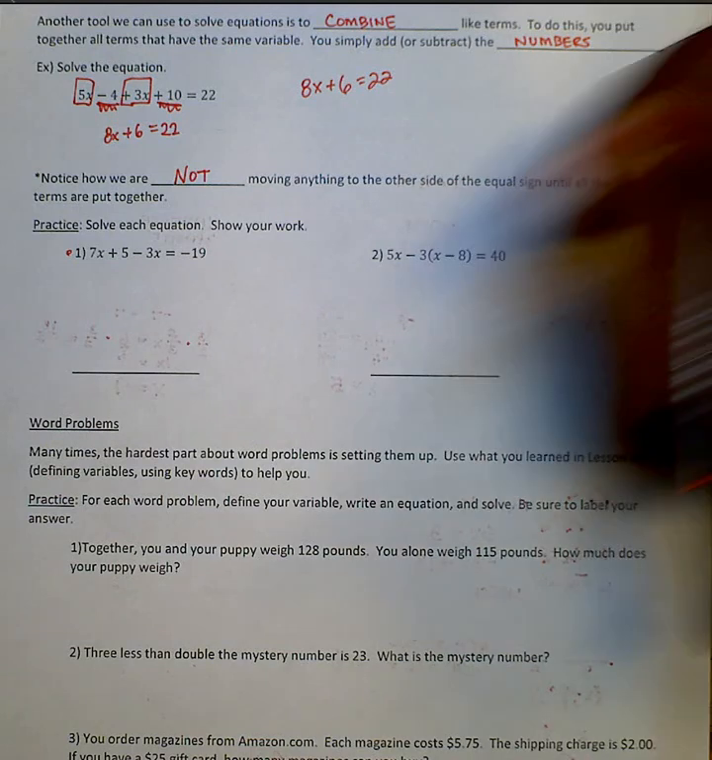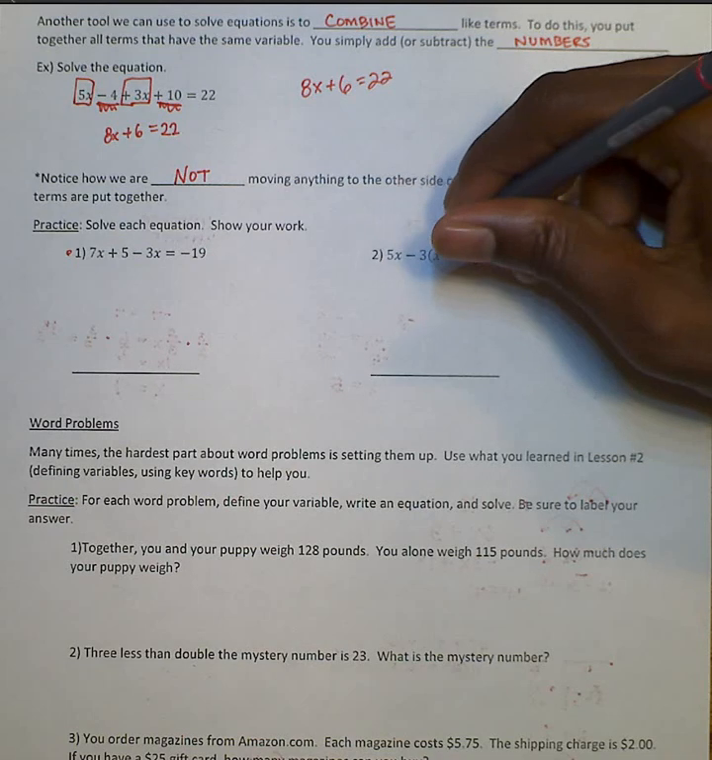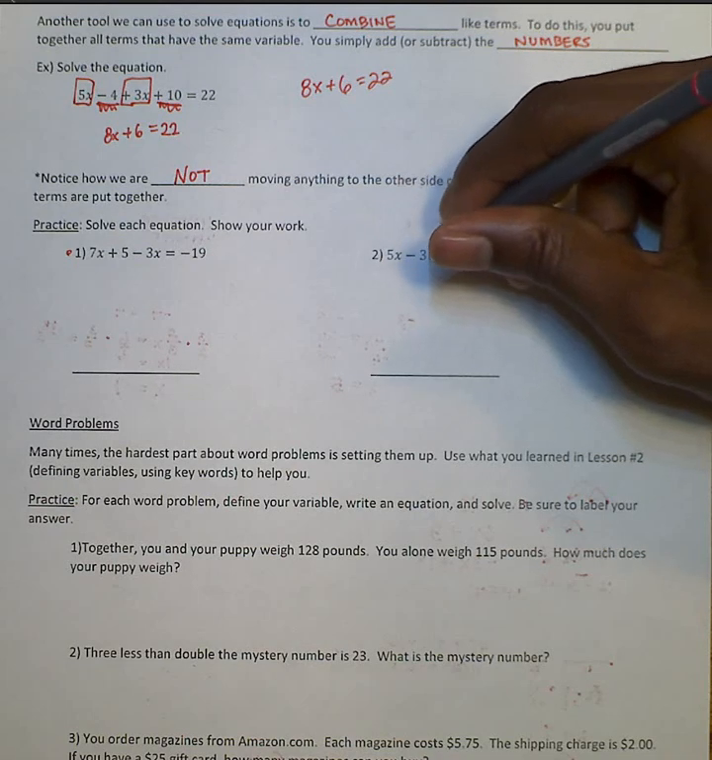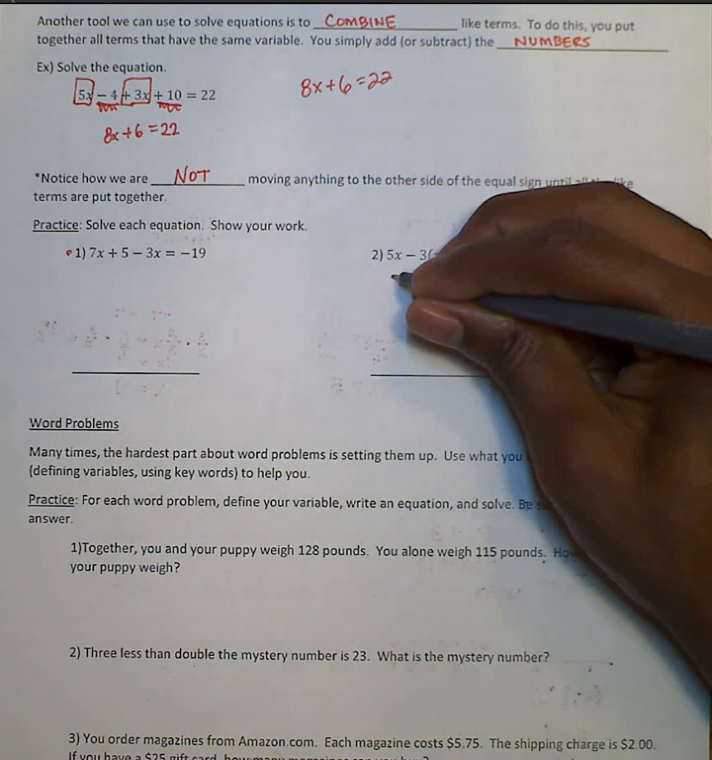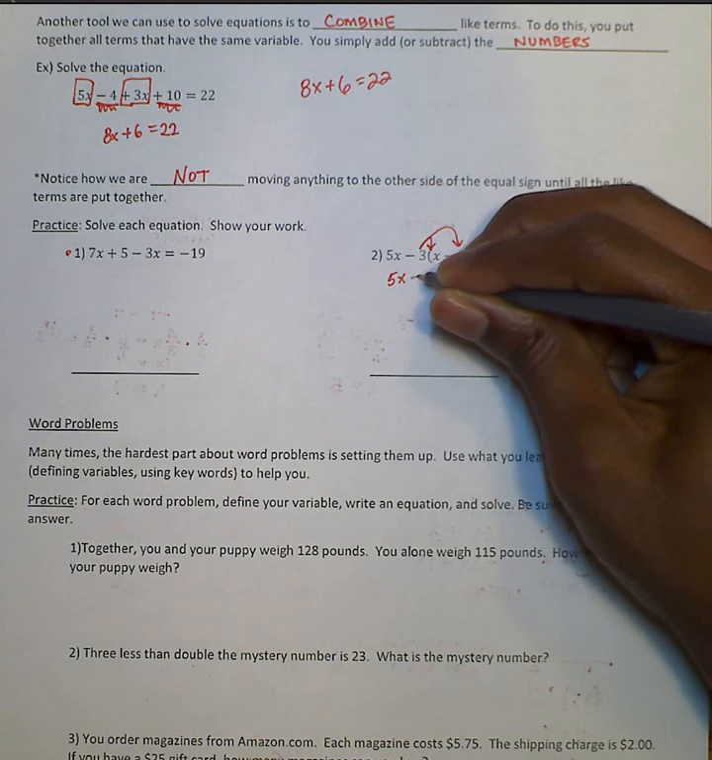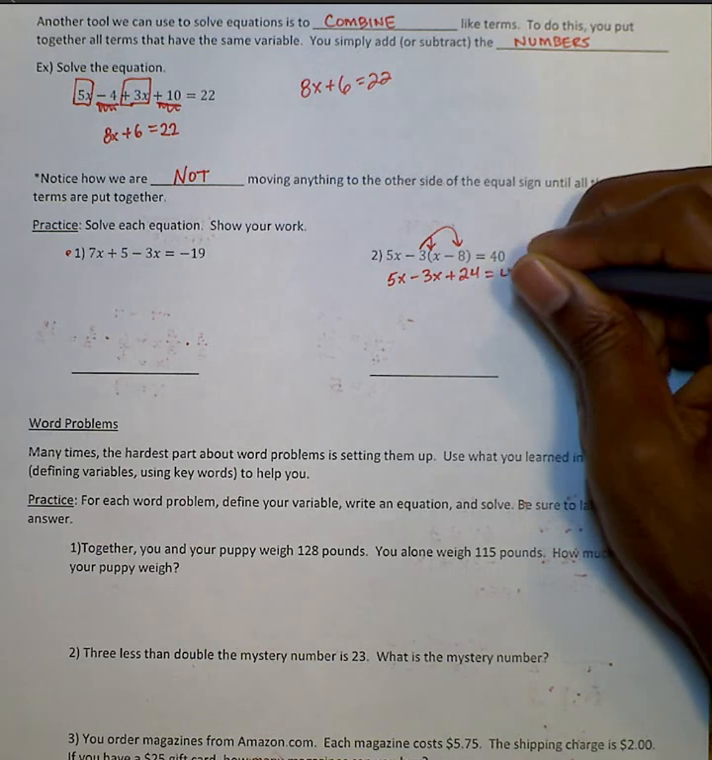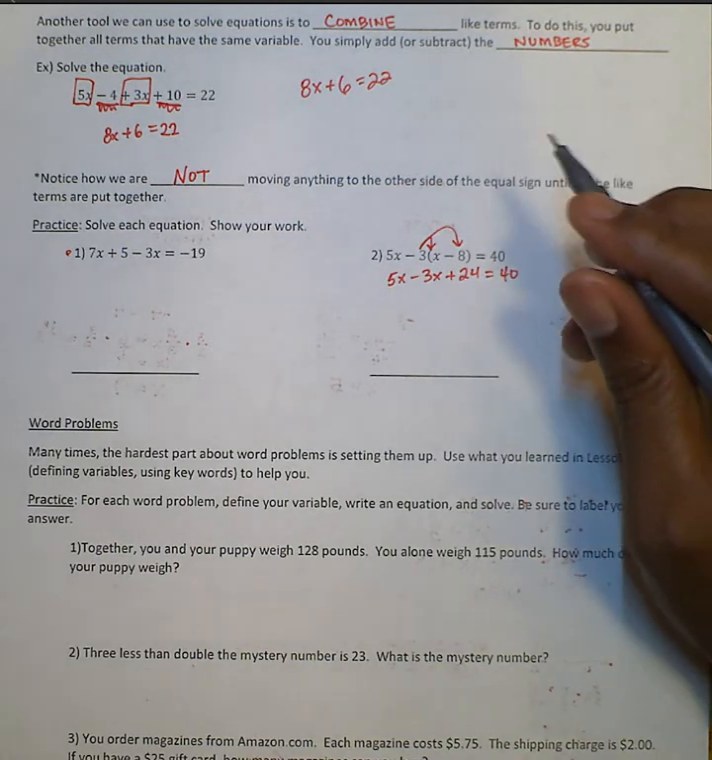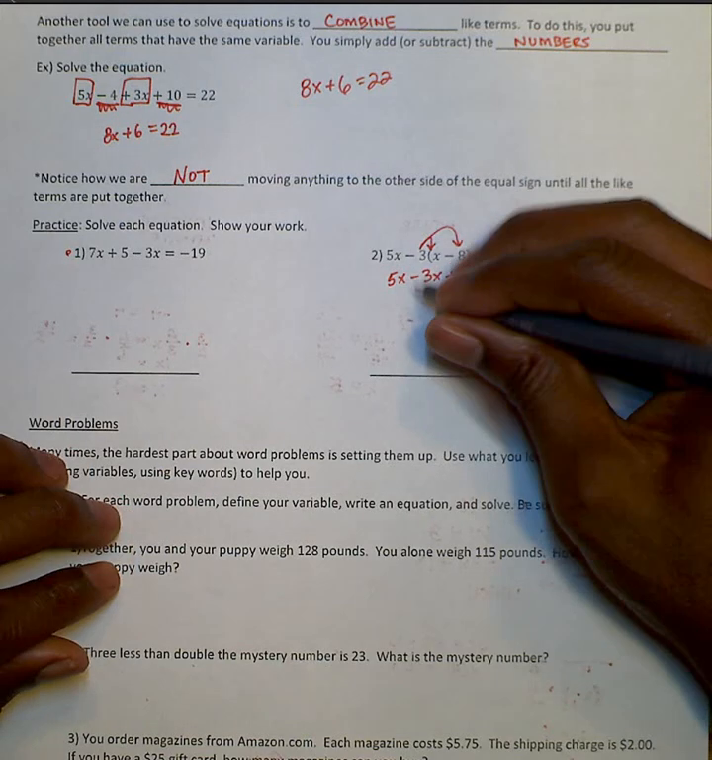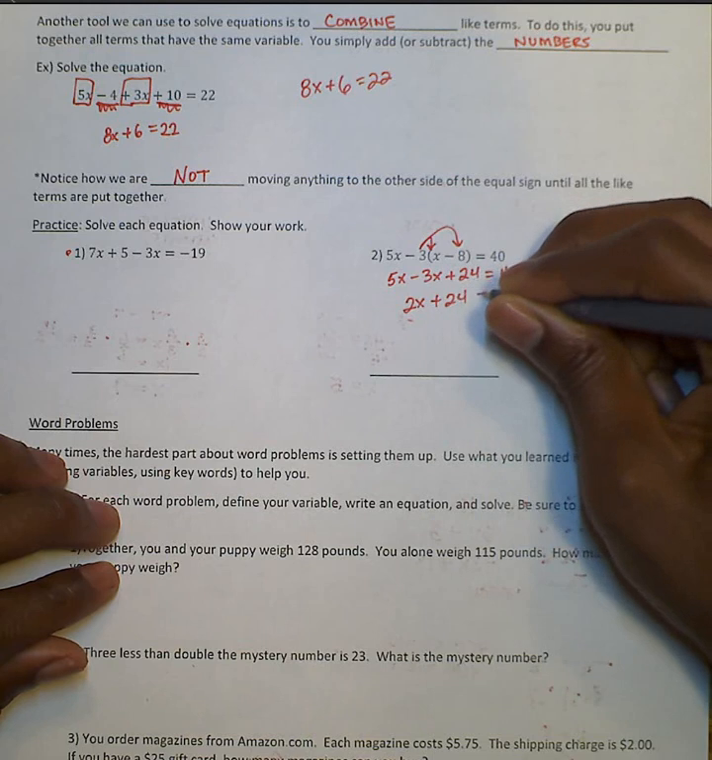I'm going to have you do the first one and bring that in with these completed notes. And then I'll do the second one here. So we have 5x minus 3 times the quantity x minus 8 equals 40. So I have 5x, and I'm going to distribute this negative 3. So I have negative 3x plus 24, because negative times negative is positive. 5x minus 3x gives us 2x plus 24 equals 40.